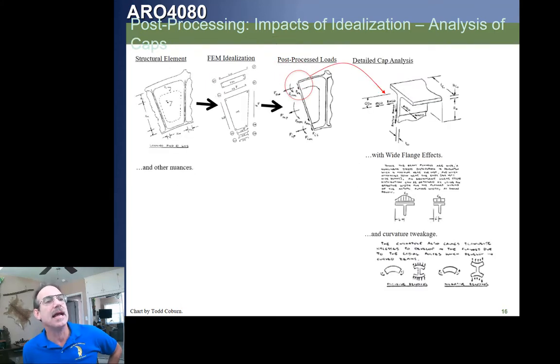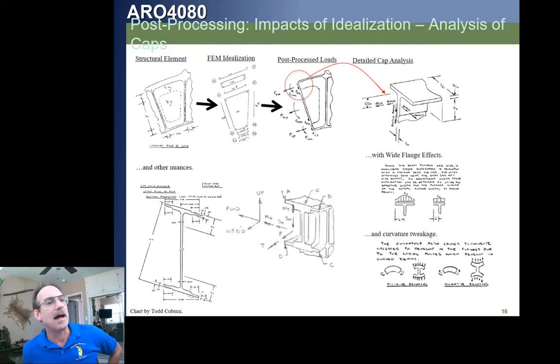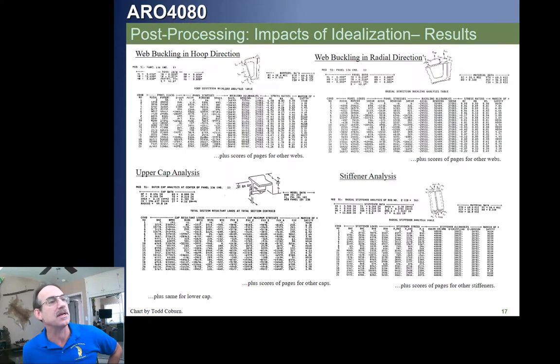interaction curve. And this looks more and more about how I'm delumping. This talks about how I accounted for wide flange effects, some of the other challenges with the cross section and how those were dealt with.